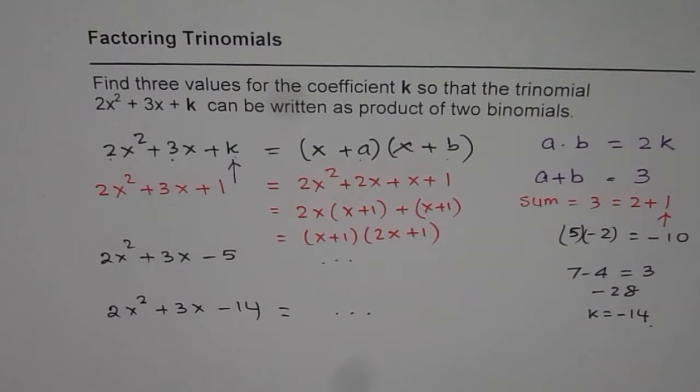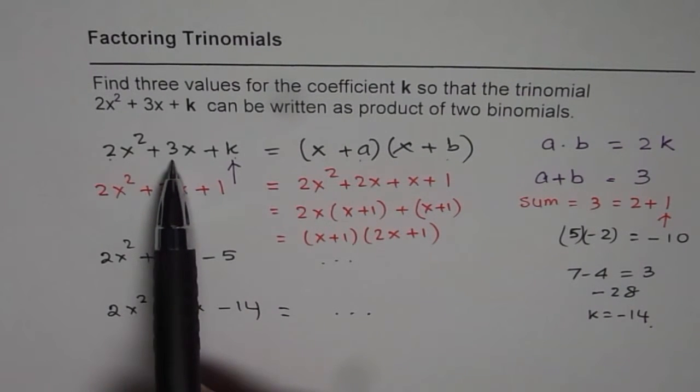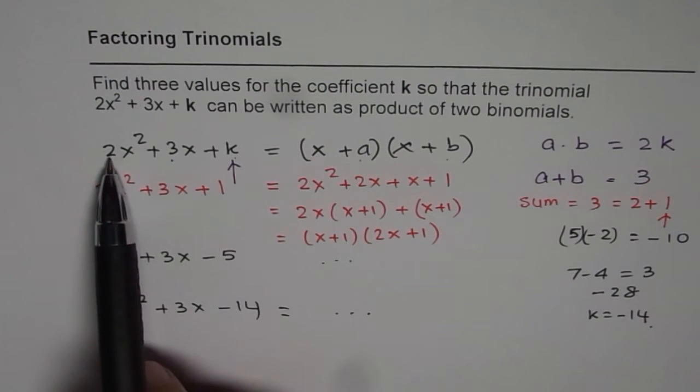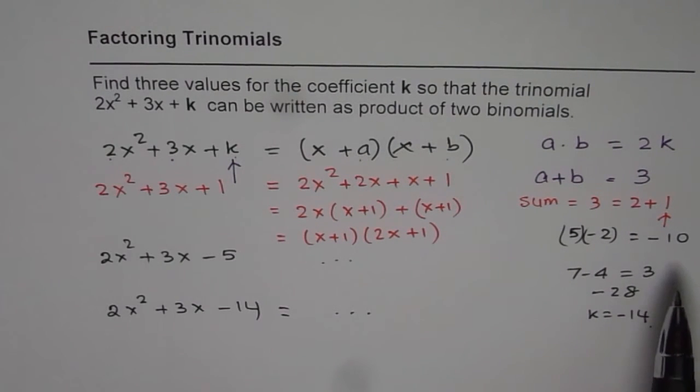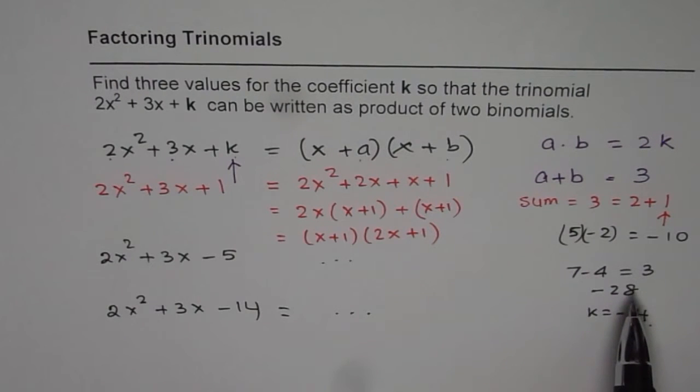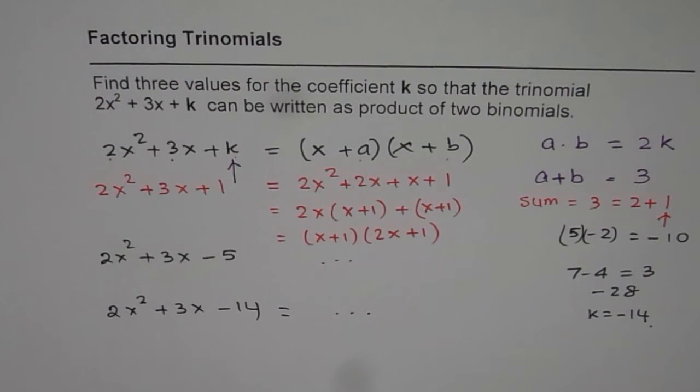The whole idea here is to find a set of numbers which could have a sum of 3. Since we have 2 here, their product should be even. That is kind of important. So if you use one of the numbers as 2 or 4, then it is easier for you to factor. But likewise, we can get many different values of k. Now as an exercise, you should factor and check if these values really work for you. I hope that helps. Thank you and all the best.